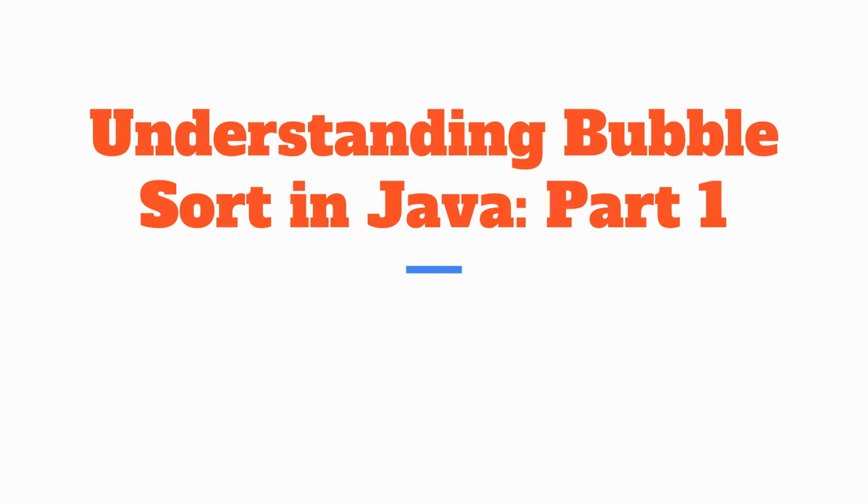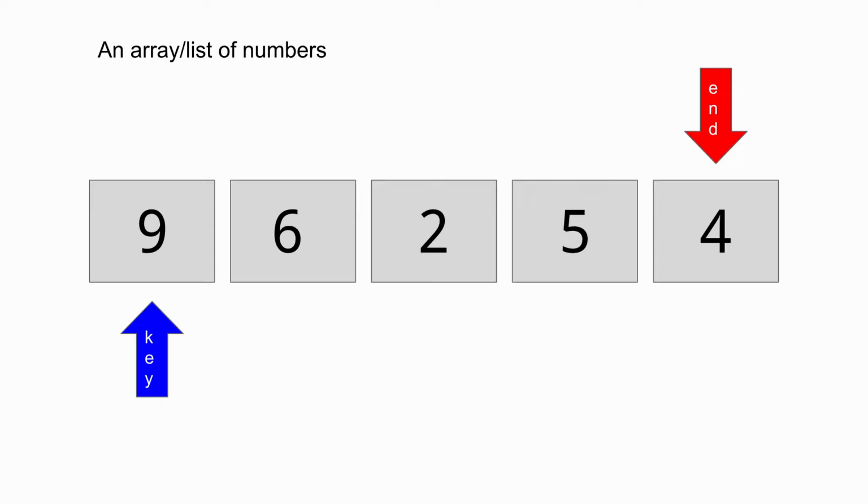Understanding bubble sort in Java. Part 1. One way to sort a list or an array of numbers is to use bubble sort. Let's say I have an array of numbers represented by these 5 rectangles.